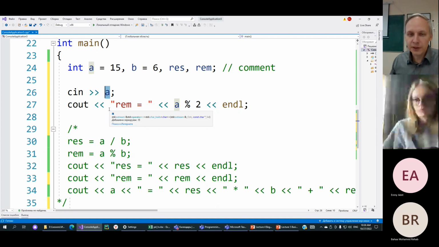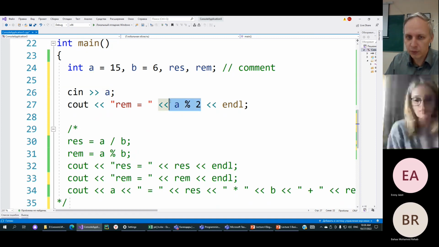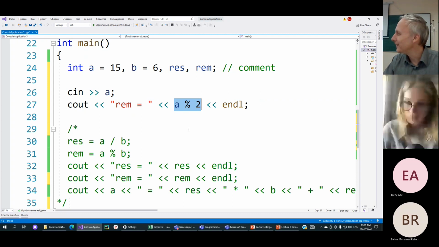But the question is, what will be the possible result of this program? What can I see on the screen? Can I see 3? Wrong answer. Again, can I see 3? Remainder equals 3 in this program?